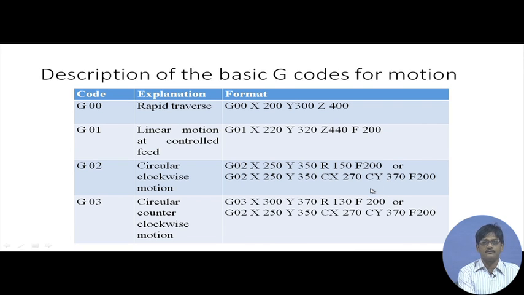There are other ways also of giving command for circular interpolation where I and J are made use of, but we will not be discussing it at this moment. When we are discussing interpolators, we can take up that particular definition. Coming to circular counterclockwise motion, the only difference here is the G03 term instead of G02 term. All other things I am sure you can understand by applying some common sense.